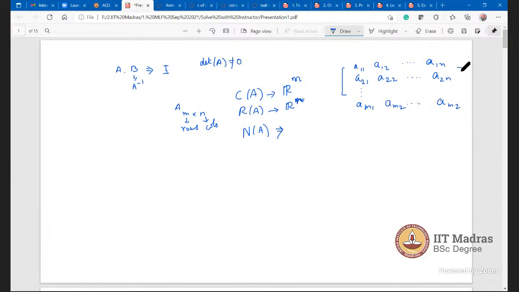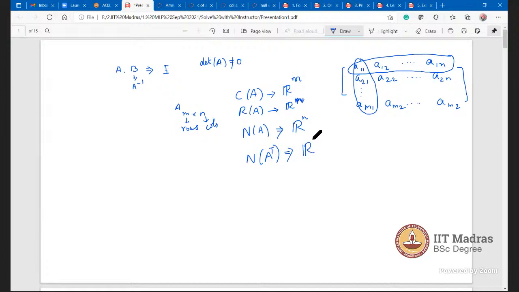In this matrix, the column space has the column vectors, therefore it is in m-dimensional space. And here we have the rows, therefore it is in n-dimensional space. The null space is computed using the rows of the matrix, therefore it is R^n. And the left null space, which is N of A transpose, is in R^m.